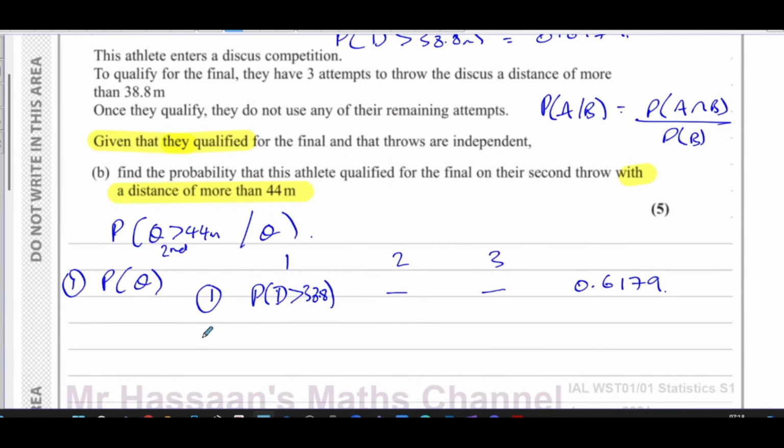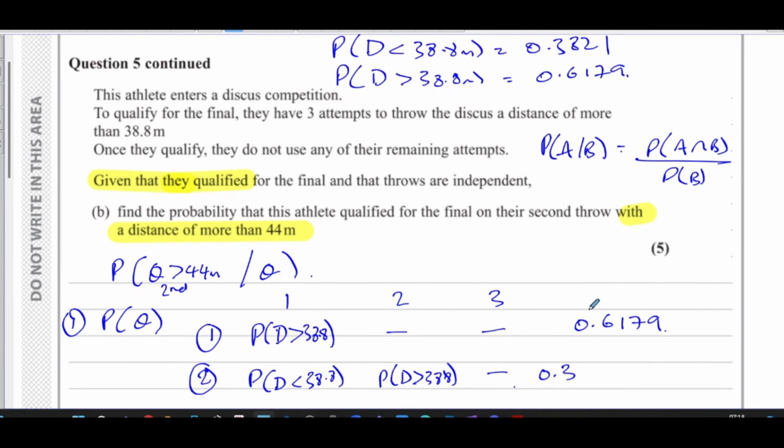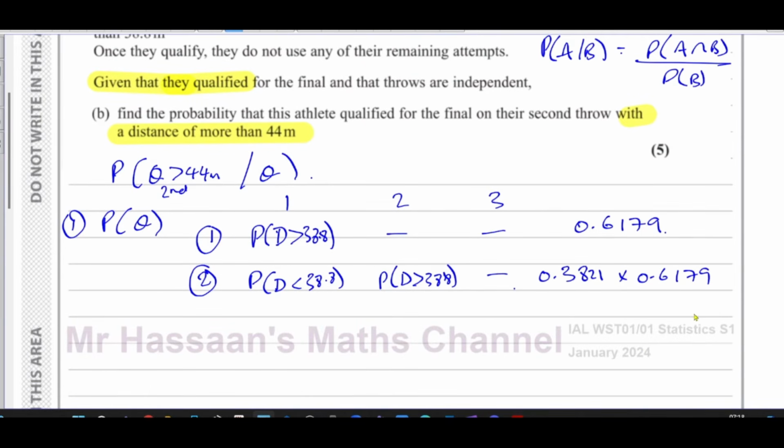The second scenario is that they could get less than 38.8 on the first throw, which means they wouldn't qualify on the first throw. So less than 38.8 on the first throw, and on the second throw they can get more than 38.8, in which case they would qualify without having to do the third throw. There will be no third throw. So that would be 0.3821 multiplied by 0.6179. Less than on the first, and then the second throw would be more than the qualifying distance.